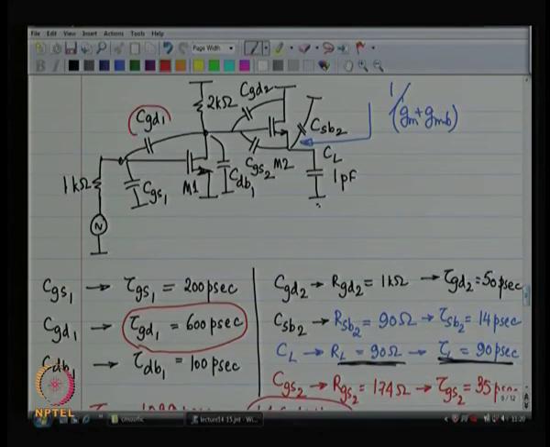We are talking about this, right. It was a small capacitor to start with, but it seems to be resulting in a large time constant. Why? Why is Cgd resulting in a large time constant? What are you seeing over here?